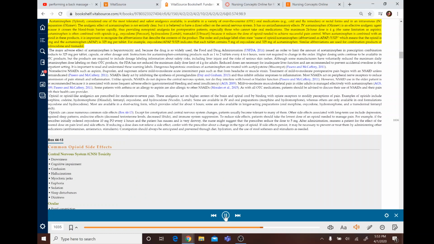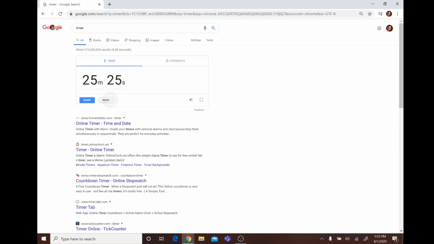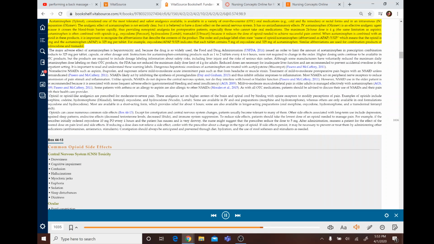Acetaminophen, Tylenol, considered one of the most tolerated and safest analgesics available, is available in a variety of over-the-counter, OTC, oral medications, for example cold and flu remedies, or rectal forms and in an intravenous, IV, preparation. The analgesic effect of acetaminophen is not entirely clear, but it is believed to have a direct effect on the central nervous system. It has no anti-inflammatory effects.